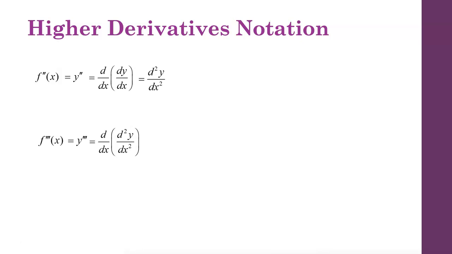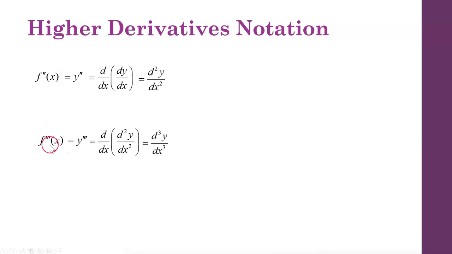notationally, that means I'm taking the derivative of the second derivative, and this is how we would write it in Leibniz notation. d cubed y, the derivative was taken 3 times, over dx cubed, all 3 times with respect to x. And again, we could continue with some functions. We can take the derivative over and over and over again.